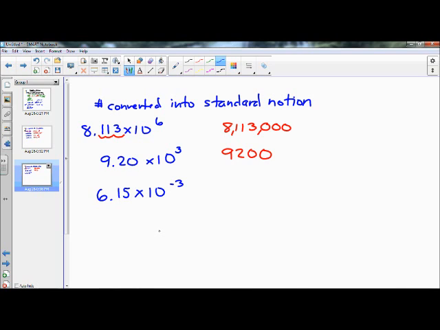All right, let's do 6.15 times 10 to the negative 3. Now we have a negative exponent, which means that this whole number is less than 1. So this time the decimal has to go to the left.